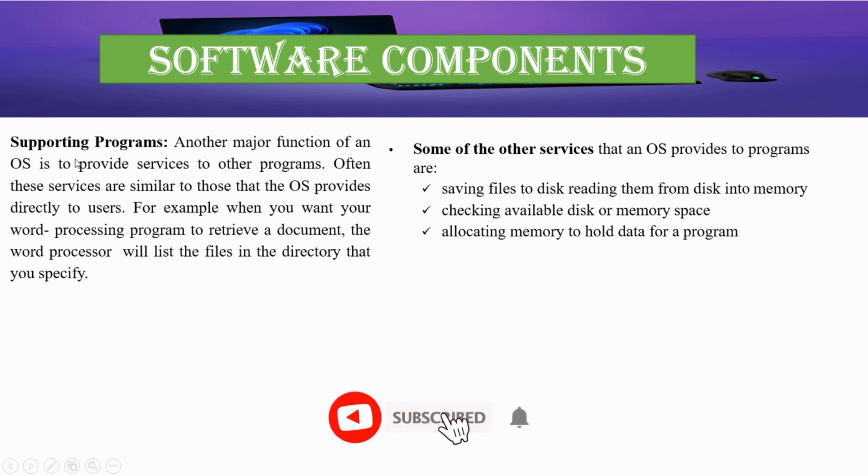Another function of OS is supporting programs. Another major function of an OS is to provide services for other programs. Often, these services are similar to those that the OS provides directly to the user. For example, when you want a word processing program to retrieve a document, the word processor will list the files in the directory that you specify. That means if you have saved a Word document in Microsoft Word or on the desktop, you are going to locate it where you have saved it.